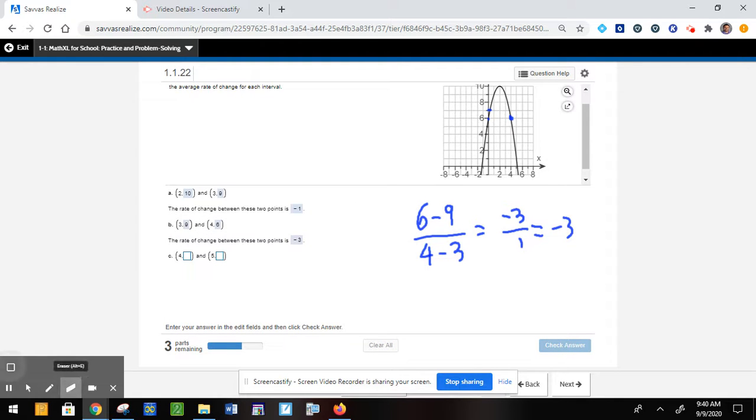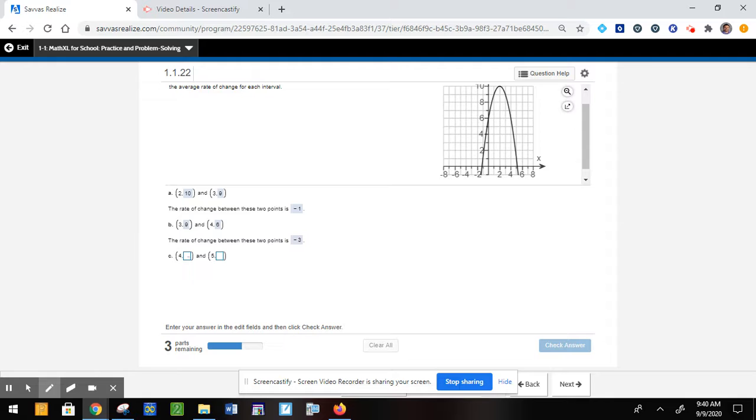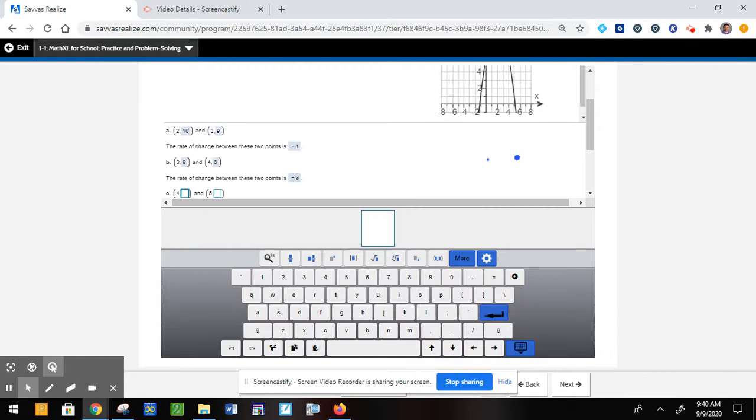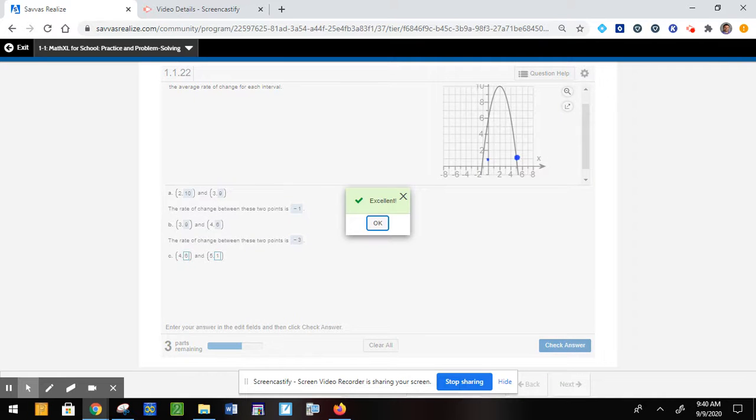Now it's asking us for between 4 and 5. So we already know the 4. The y value for 4 is 6. Now let's look at for 5. So I think it's all the way down here. So when the x value is 5, what's the y? It's 1. Okay, so again, when x is 4, y is 6. When x is 5, y is 1. Run that, that looks good.